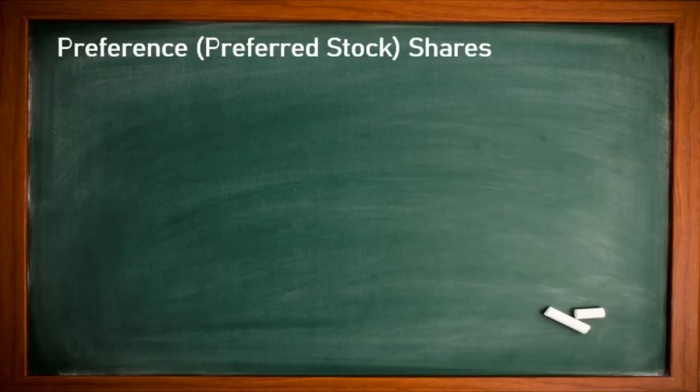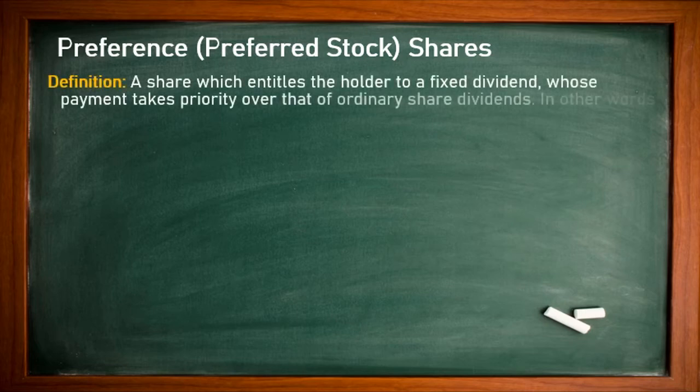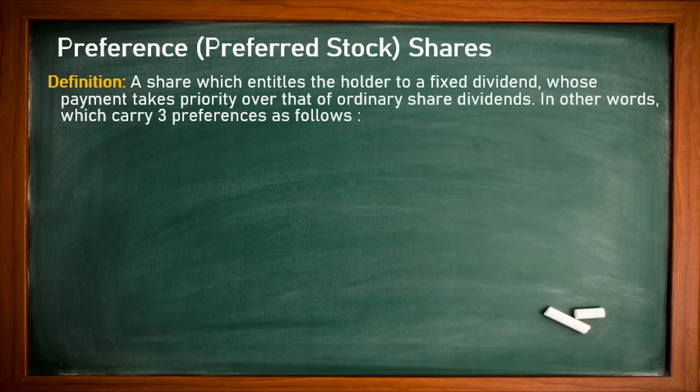Preference share, or preferred stock, as you know, is also known as preferred stock; preference share is a common word. Definition: a share which entitles the holder to a fixed dividend whose payments take priority over that of ordinary share dividends. In other words, it carries three preferences as follows. Preferences on whom? Preferences on equity shares, because both are owners. So let's see what preference they have on equity.